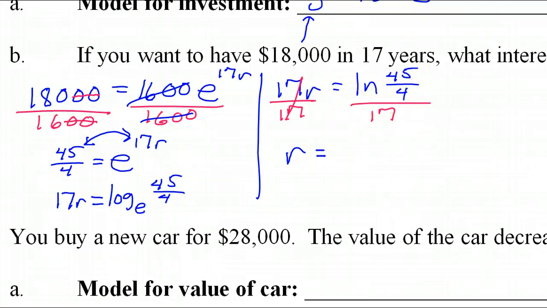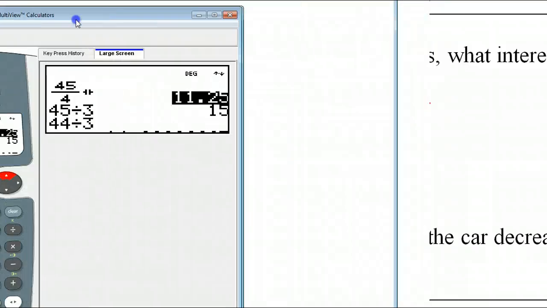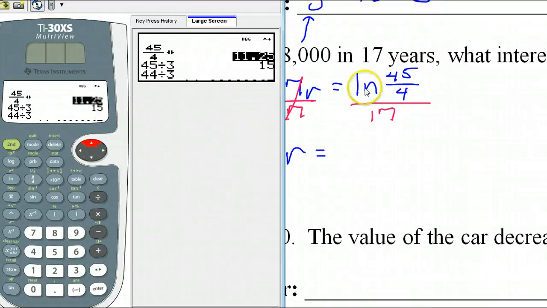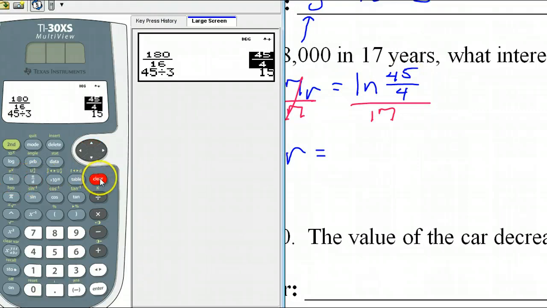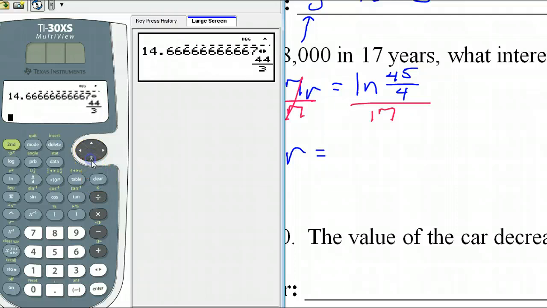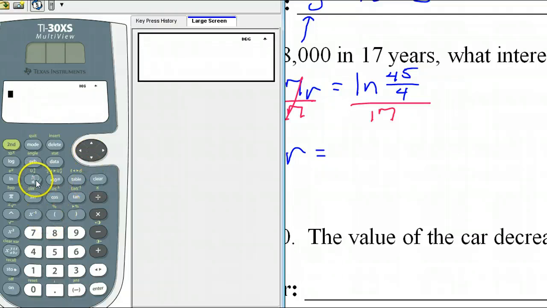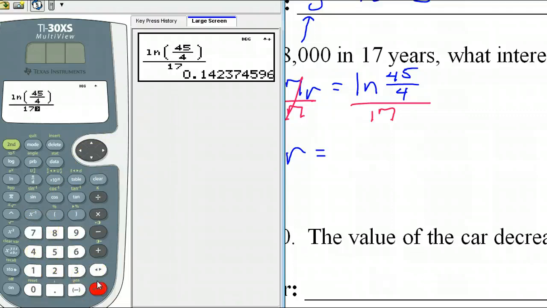So I'm just going to put this in my calculator. Clear. Alright, so natural log 45 over 4 over 17. Okay, so that is 0.1424.